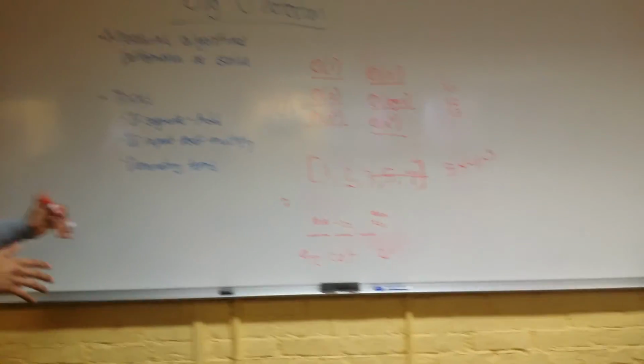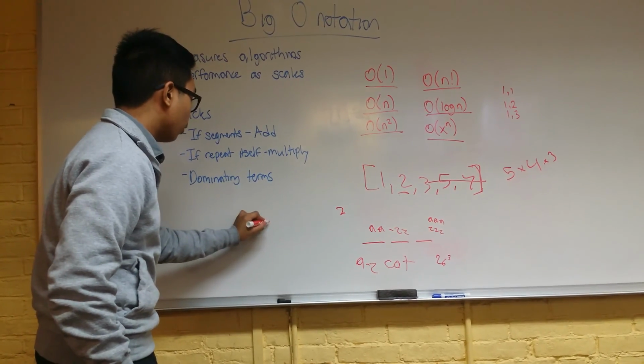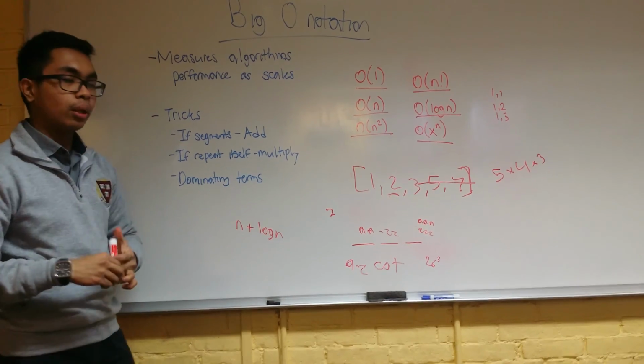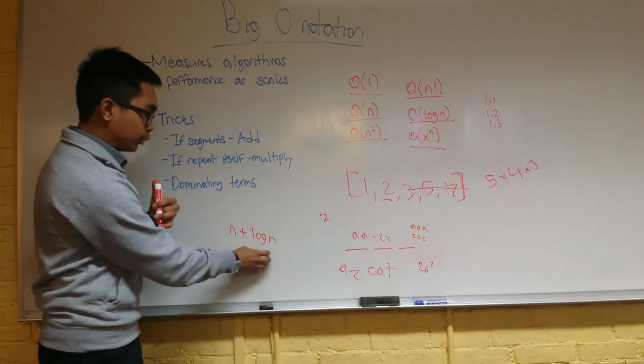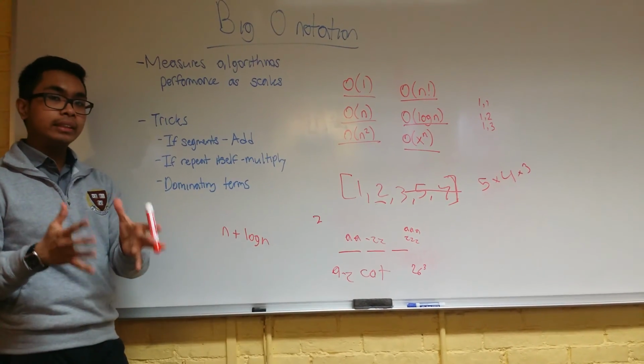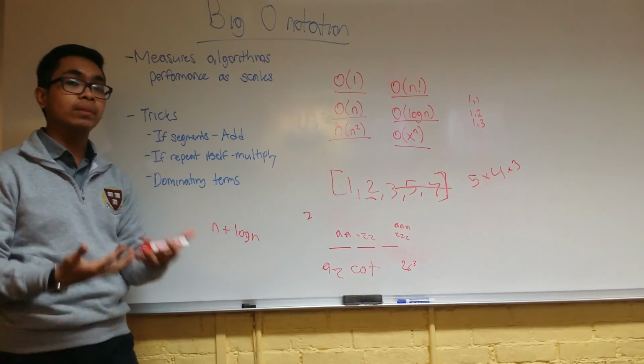For some tips and tricks, first, dominating terms matter. If your algorithm has a runtime of n plus log n, the log n won't matter much because let's say the number 1 billion pops up. The log n would be only 9, while n will be 1 billion. You can obviously see that n will be the one that's holding this algorithm back from performing as optimally as possible.